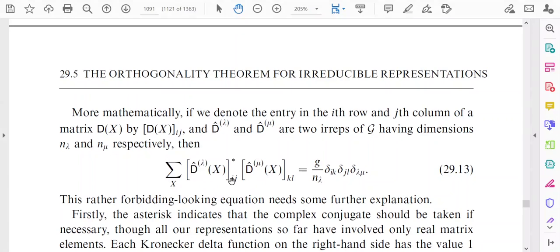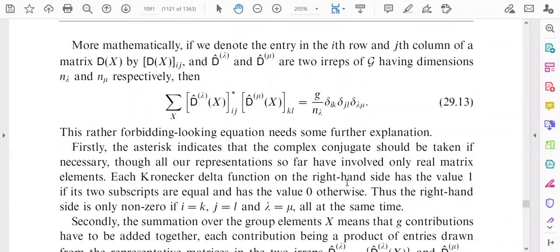So we are multiplying two matrices, and we write D^λ_x ij, where ij denotes a particular element, and we have taken the complex conjugate of its values, and this is D^μ_x kl. So kl is the index denoting a particular element, and we are considering the product of them, and the right hand side is g/n_λ times δ_ik δ_jl δ_λμ. So the right hand side has been written in terms of the Kronecker delta function.